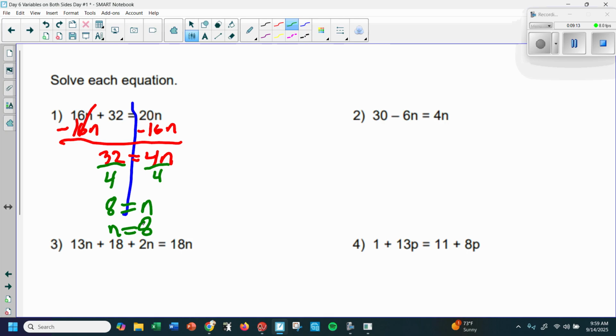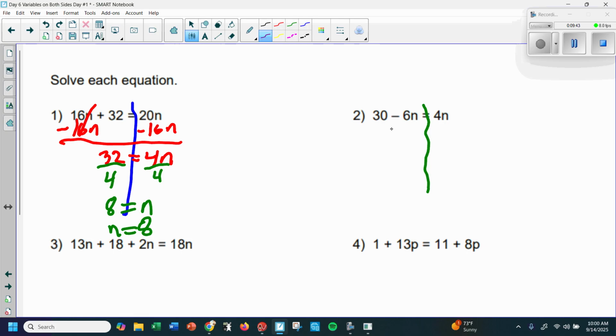Now, for number 2, this is why I said we don't always subtract first. If there's negative 6n and 4n, here's where you guys start to get in some problems. Which is smaller? To the untrained eye, you think, oh, 4 is smaller than 6. And you're correct, but that's not a 6. It's a negative 6. Negative 6 is smaller than 4n.